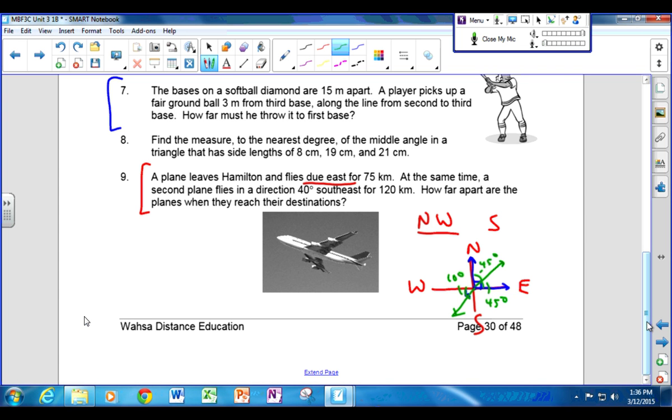All right, so those are little tips, because a lot of these questions have stuff like that. They don't really explain it in the text. They just figure that you know what a compass looks like, and that when they say northwest, they're talking about 45 degrees north of west.